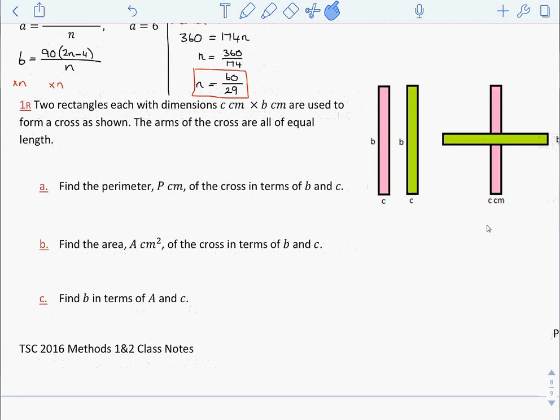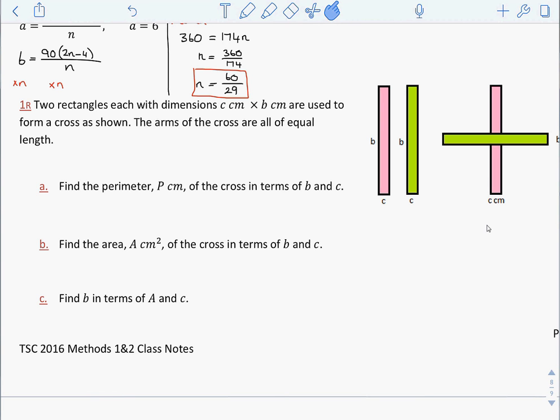Two rectangles, each with dimensions c centimeters times b centimeters, are used to form a cross as shown. The arms of the cross are all of equal length. Find the perimeter, p centimeters, of the cross in terms of b and c.